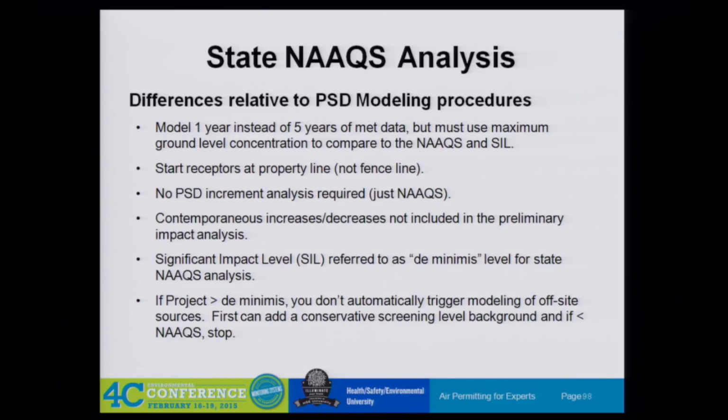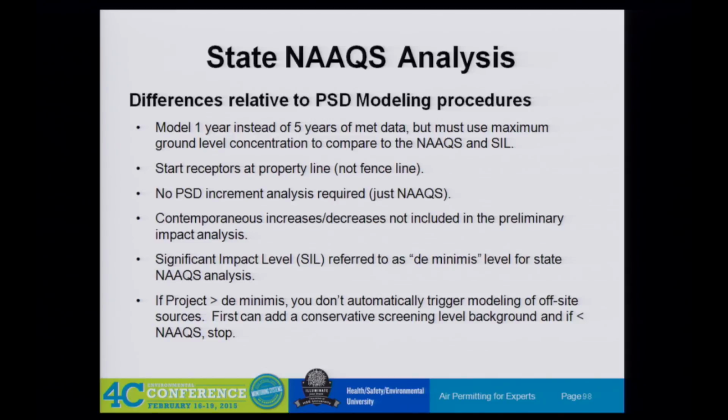Contemporaneous increases and decreases do not have to be included in the preliminary impacts analysis. And check on that with your state too. Sometimes there's a lot of controversy about where those have to be included, even in the PSD analysis.